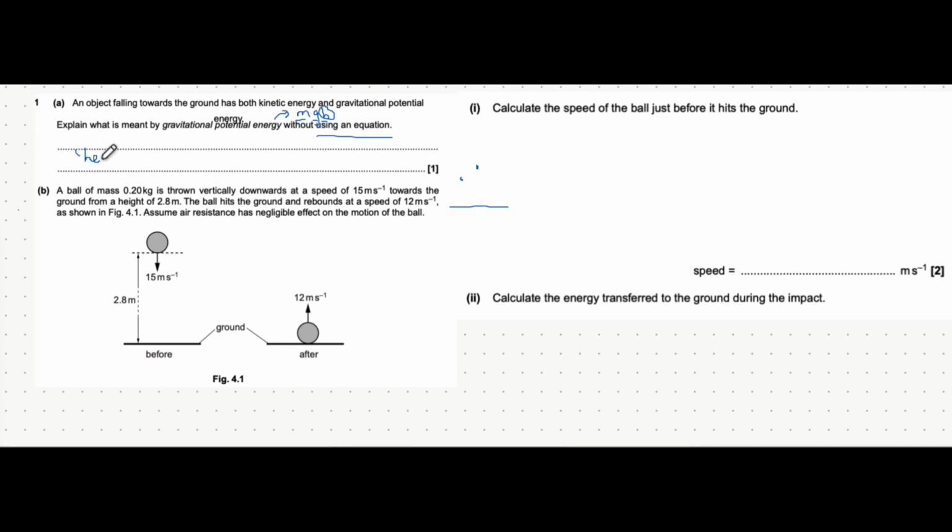So the position of an object or the energy of an object due to its position above the ground, or due to its height above the ground. That would definitely secure you the mark for that question.